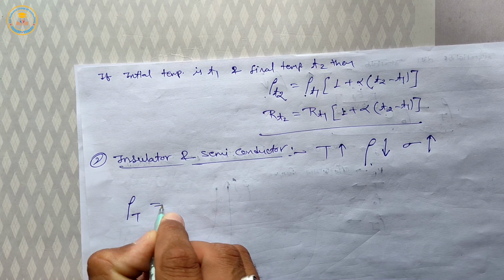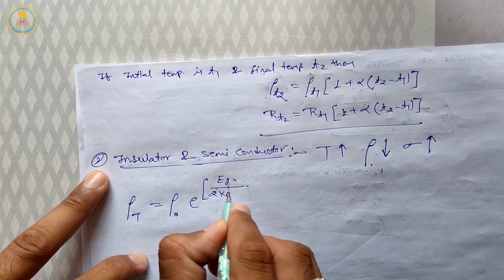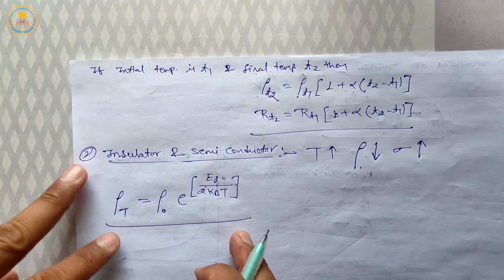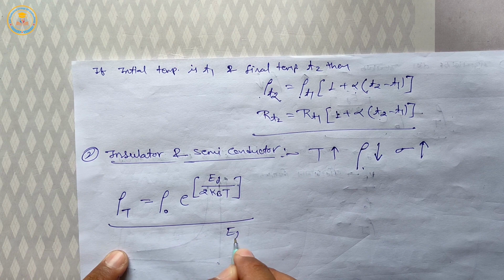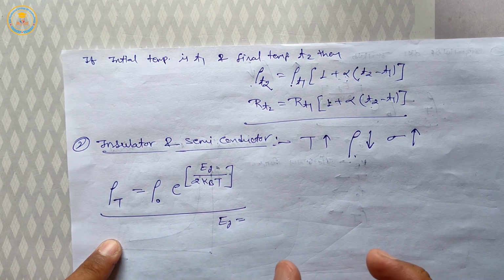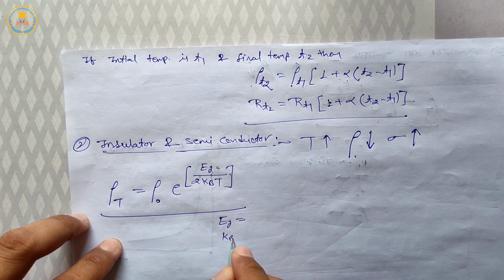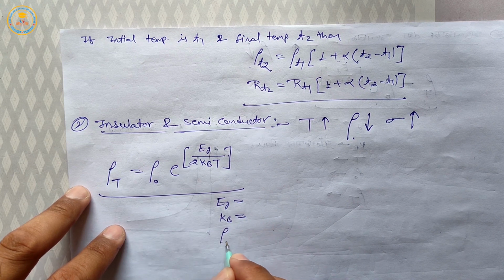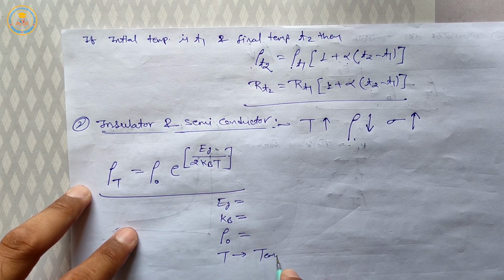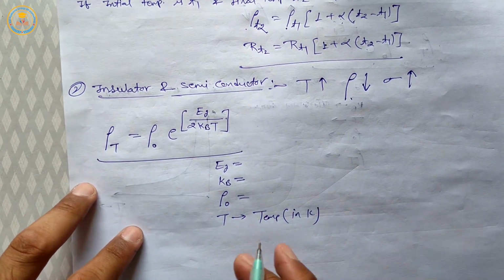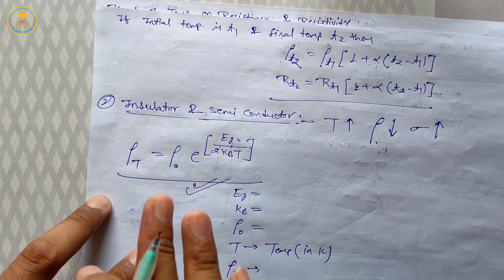This is rho T equal to rho 0 exponential to the power Eg upon 2 kB T. This equation represents the resistivity at temperature T. Here Eg is the energy gap between the conduction band and valence band of a semiconductor or insulator, kB is the Boltzmann constant, rho 0 is the initial resistivity, and T is the temperature in Kelvin, not degree centigrade, and rho T is the resistivity at temperature T. So you should learn this equation for our numerical questions.